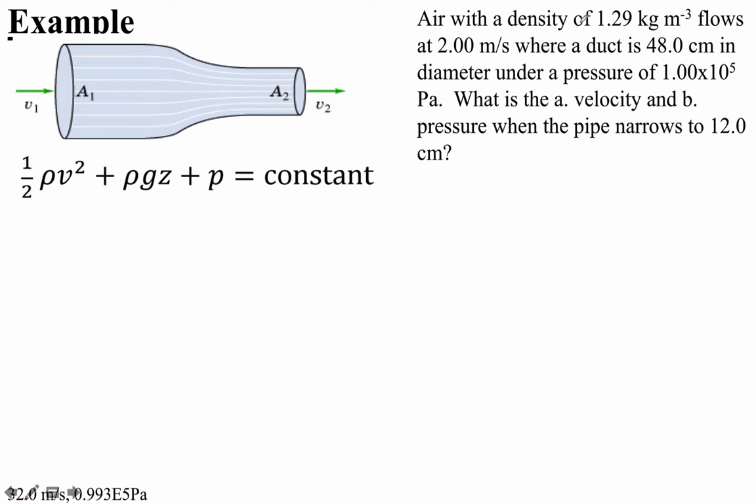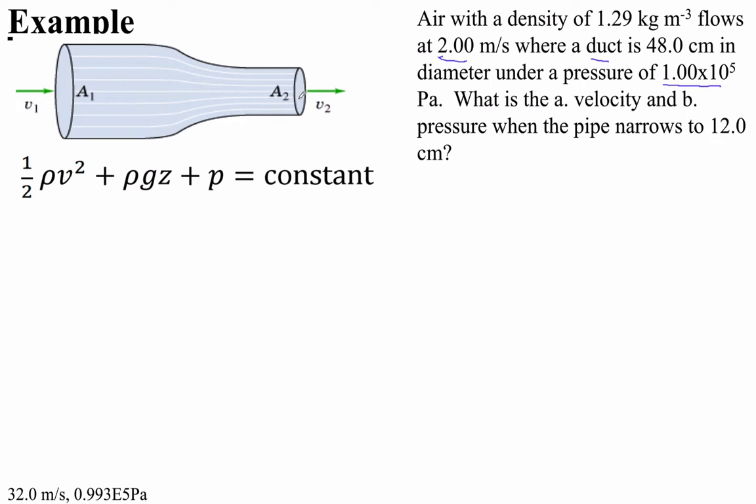Okay, so air with a density of 1.29 kilograms per cubic meter flows at 2 meters per second through a duct that is 48 centimeters in diameter under a pressure of, that's by the way, 1 bar, I believe. What is A, the velocity, and B, the pressure when the pipe narrows to 12 centimeters?